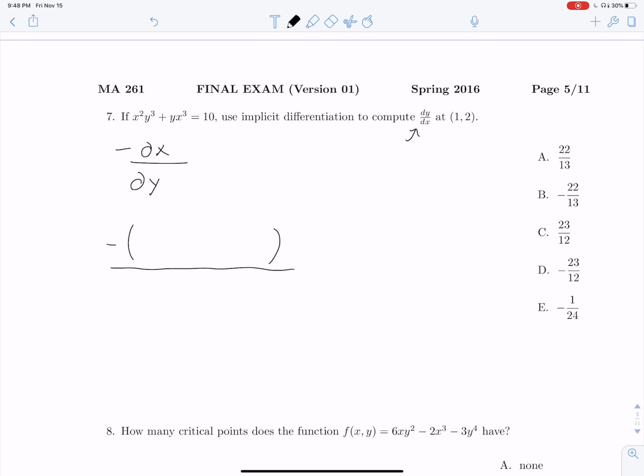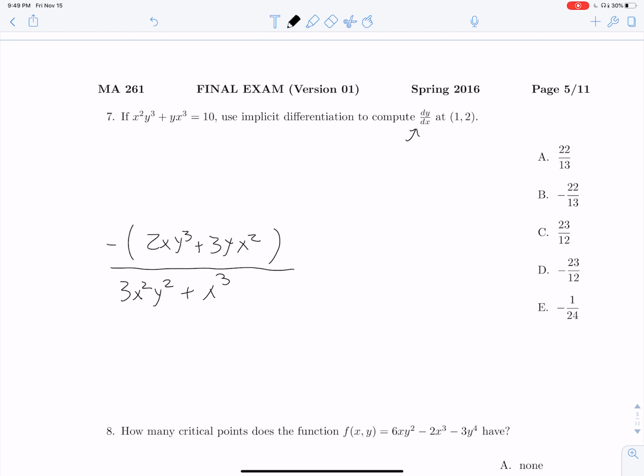What is our partial derivative with respect to x? Well, that's just going to be 2xy cubed plus 3yx squared, just treating y as a constant. So we'll grab this and stick it right in there. And then partial y is going to be 3x squared y squared plus x cubed. So now all we have to do is plug in.